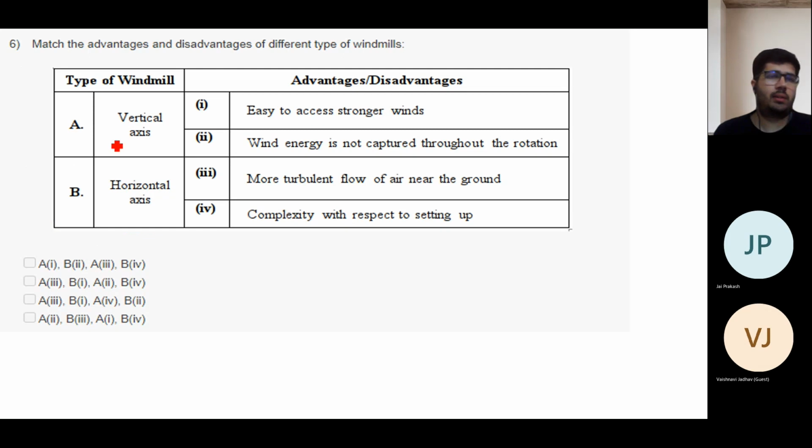Question number 6. Match the advantages and disadvantages of different types of windmills. We have discussed two types of windmills, vertical and horizontal axis. Every type has its advantages and limitations. So try to link those, try to recall, and take 2 minutes to answer.